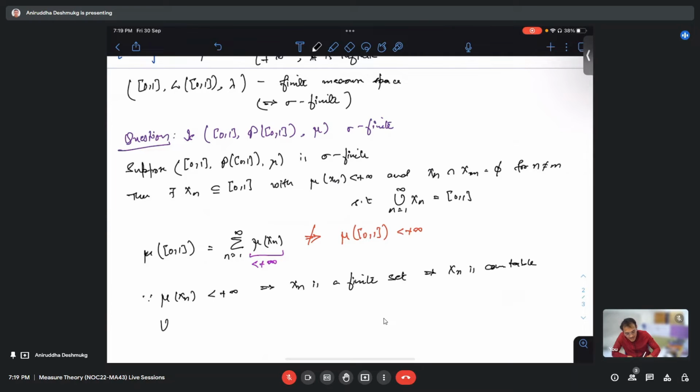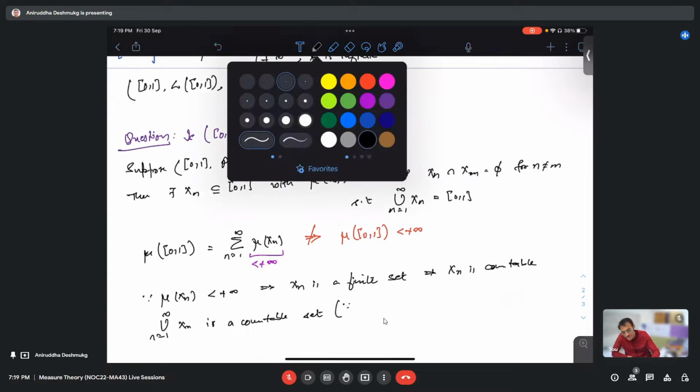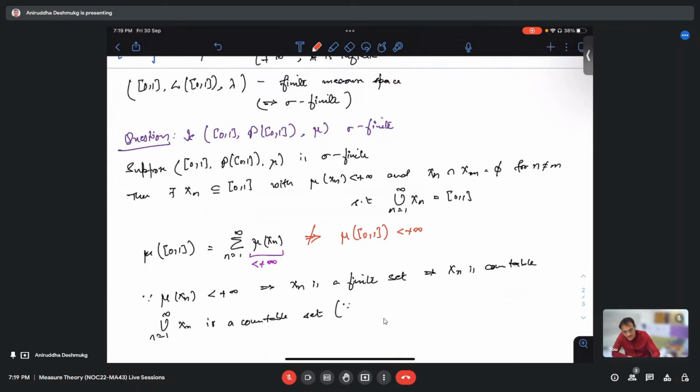But that would mean the union from 1 to infinity of the xn's is a countable set, since countable unions of countable sets are countable.